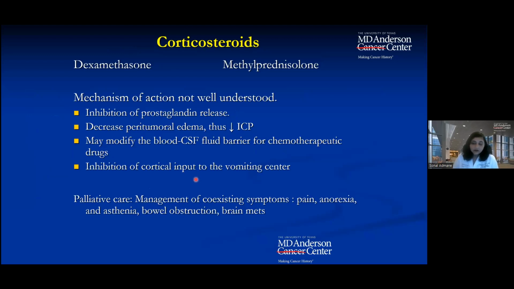They also have other effects which are very beneficial to patients in the palliative care population, like on pain, bowel obstruction, or anorexia. You have to maintain caution in patients who have gastritis, who have peptic ulcer disease, or those who have a history of psychosis, and we recommend very cautious use of corticosteroids in these patients.